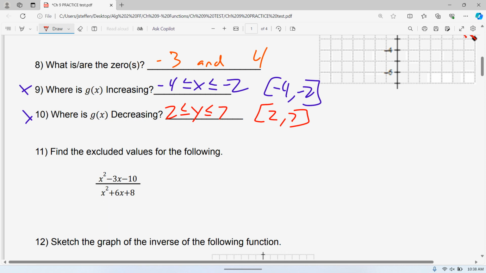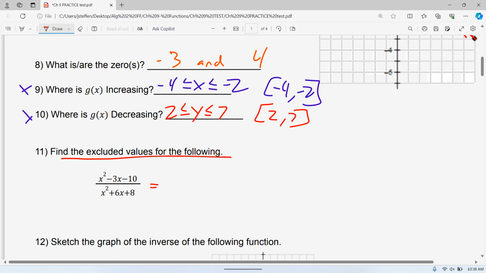Now, we're not using that graph anymore. This one says, what are the excluded values? So you don't actually have to solve this the whole way. You just need the excluded values. So to do that, really all you need to do is factor the denominator. I'm going to factor both of them just because I want to make sure we're on the same page with that.